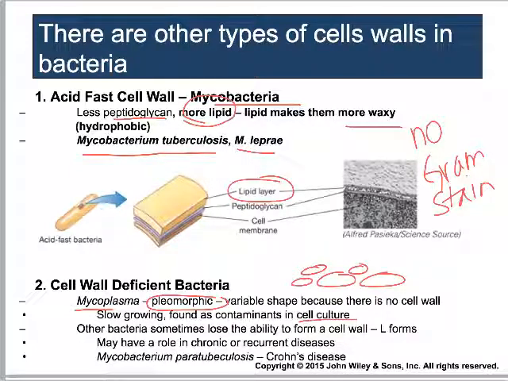There are some bacteria that, for some reason, have lost the ability to form a cell wall. There aren't that many of them, but if they lose it, they call them L forms. They found these types of bacteria associated with some chronic or recurrent diseases. There's one that they found with Crohn's disease. They're not quite sure. There's a lot of research. They're still trying to figure this out. They don't know exactly what's going on, but they do exist.